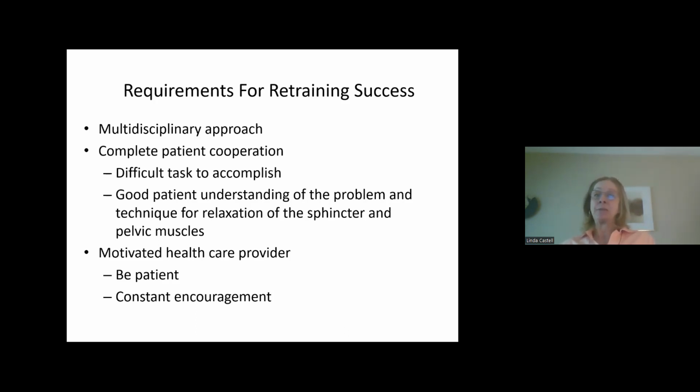The success rate with fecal incontinence is really high, 70 to 80% successful. It's a lot less successful with biofeedback for dyssynergia, because it's so hard to get a patient to relax that muscle. These patients and the healthcare provider need constant encouragement to stay with this, be patient. Hopefully we can get you better.